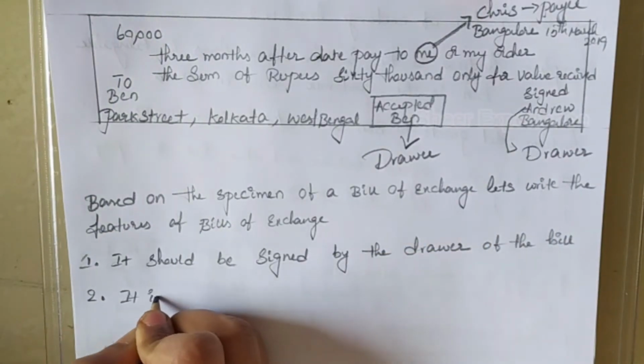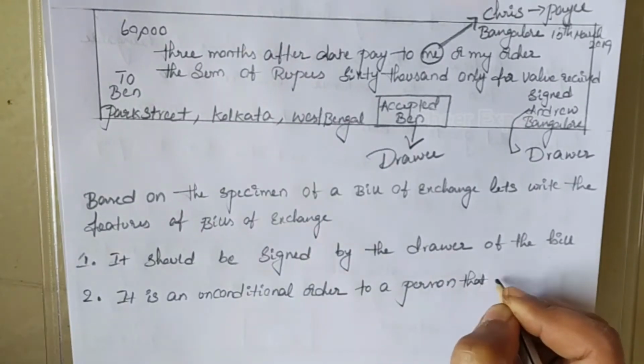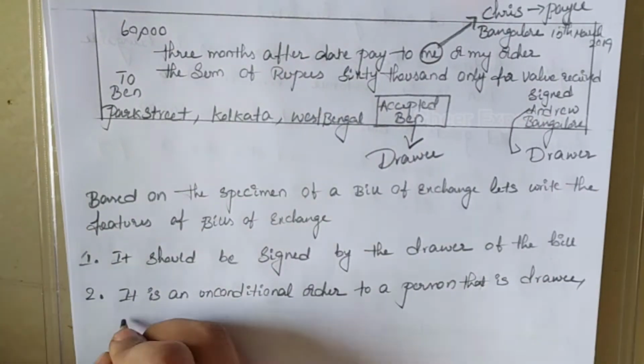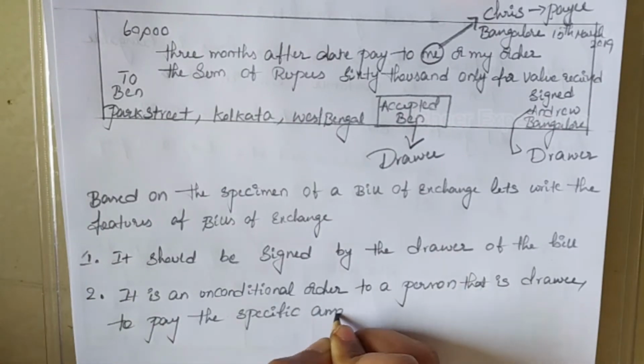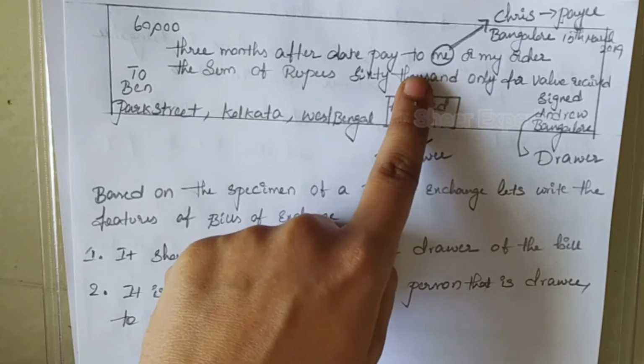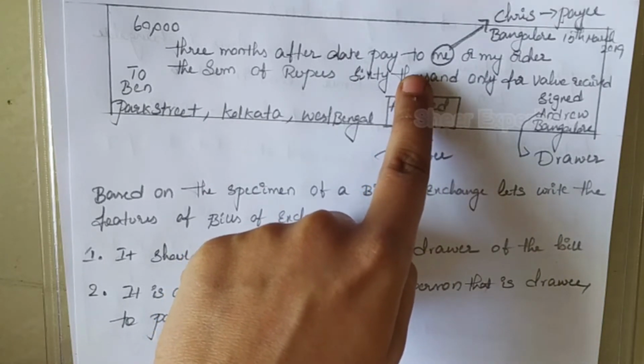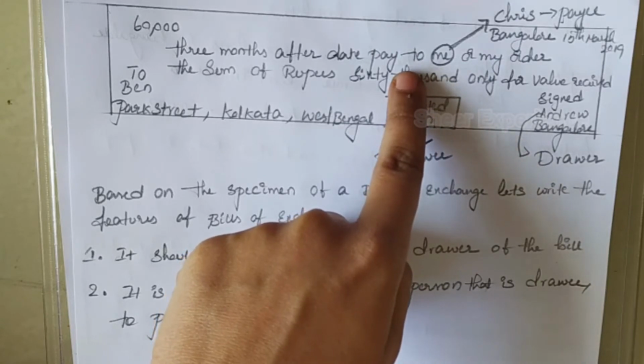Our second feature is it is an unconditional order to a person. Person means drawee, to pay the specific amount. Unconditional order means whatever happens, the drawee should pay the agreed amount on the due date. That is called unconditional order.